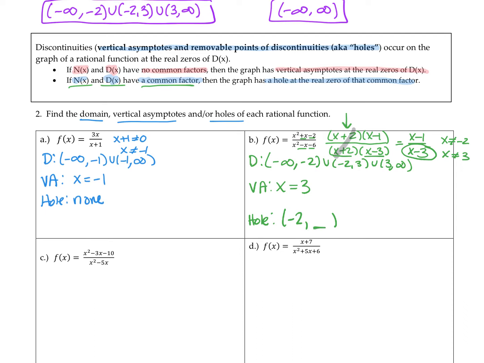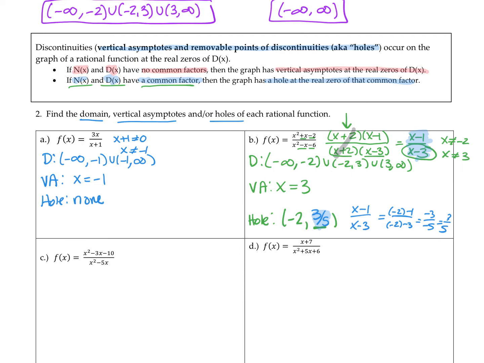Now to find the y value of my hole, I'm going to take x and plug it back into this equation. So I'm going to have x minus 1 over x minus 3. So I'm going to have negative 2 minus 1 over negative 2 minus 3. So I'm going to have negative 3 over negative 5, which will be positive 3/5. So when you have a hole, it's a point, versus an asymptote, which is a line.